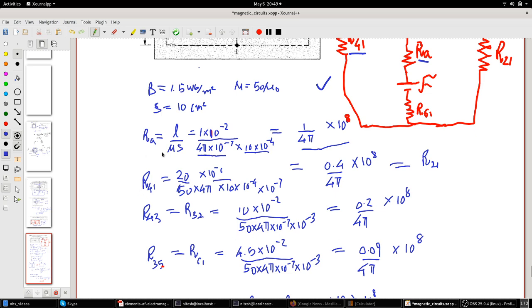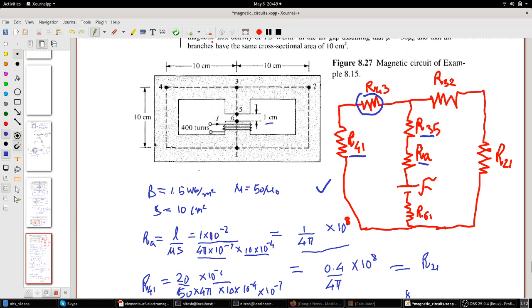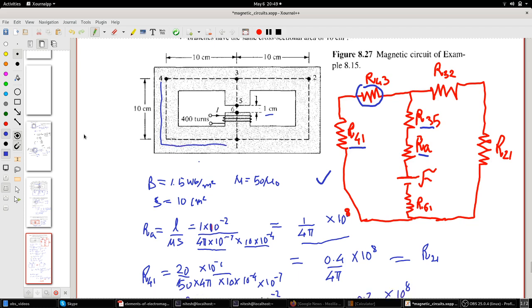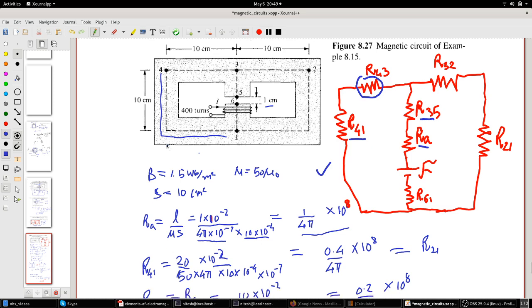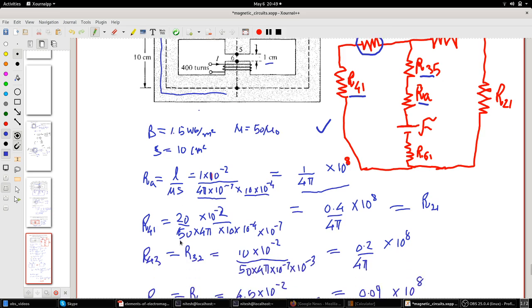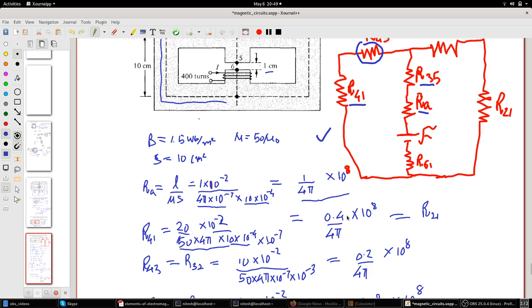Okay. Now coming to R41. For R41, which is this arm here, the length is 20 centimeters, 20 into 10 raised to minus 2 divided by mu. Now mu will change because it's a core which has got a mu of 50 mu naught. So 50 into 4 pi into 10 raised to minus 7, and 10 into 10 raised to minus 4 is the cross sectional area. So what I get here is 0.4 by 4 pi into 10 raised to 8.